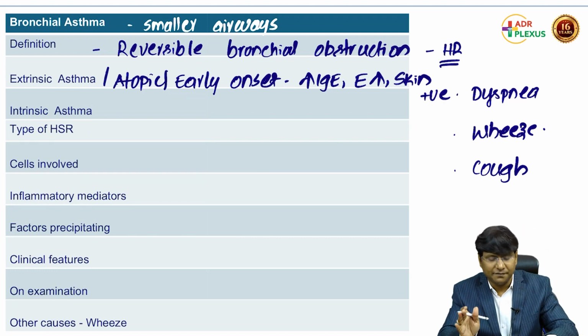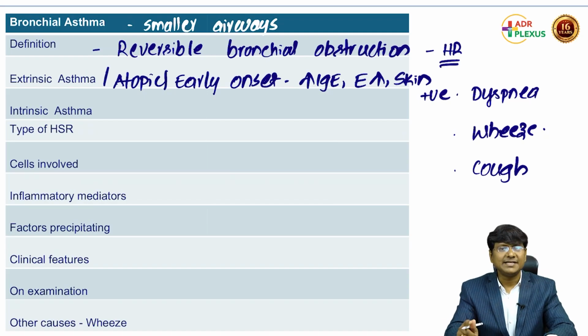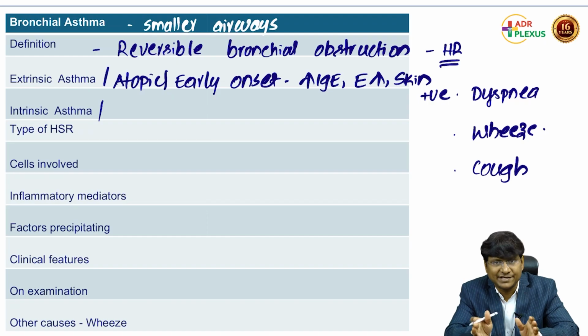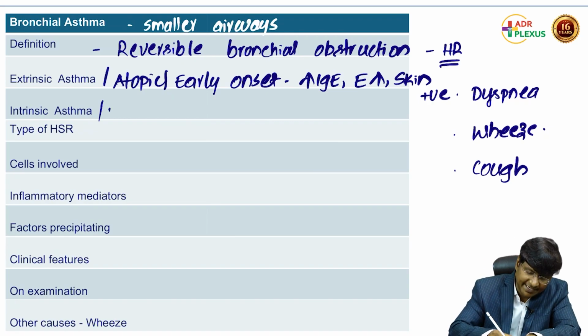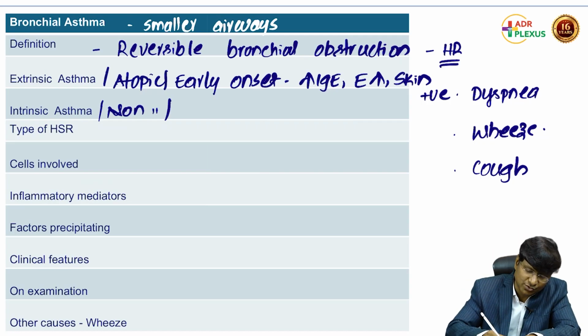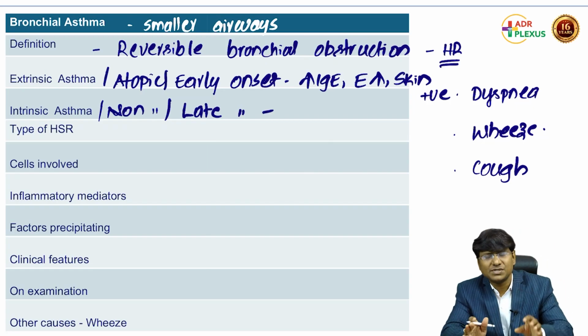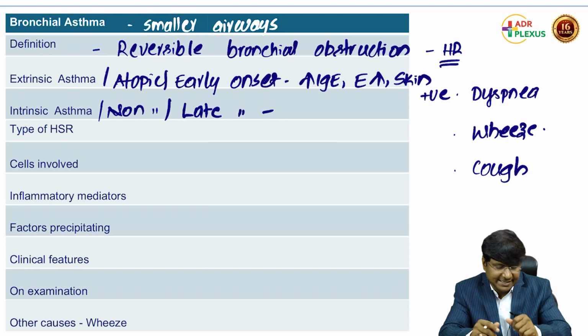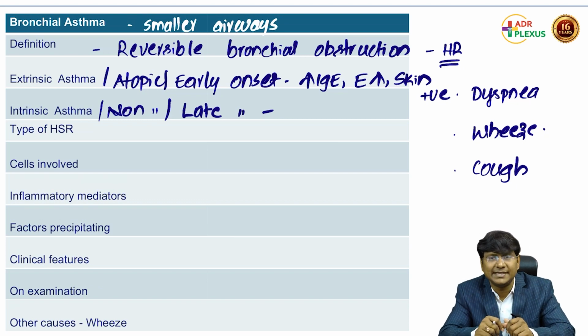Whereas you take in case of the intrinsic asthma. Intrinsic asthma means there is no role of the external allergen. It is only the infections within the lung that can predispose the individual for the development of asthma. And it is also called non-atopic. Why? Because there is no role of atopy or allergy. And it is also called late onset asthma. Why? Because it is the disorder which occurs in elderly individuals or adults. That is the reason why it is called the late onset asthma.